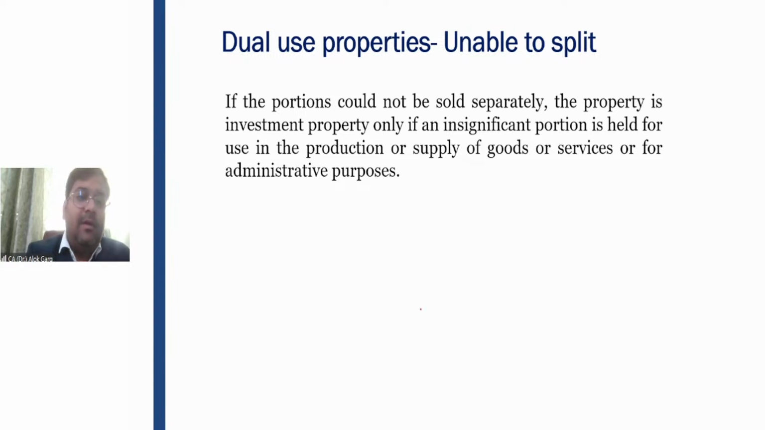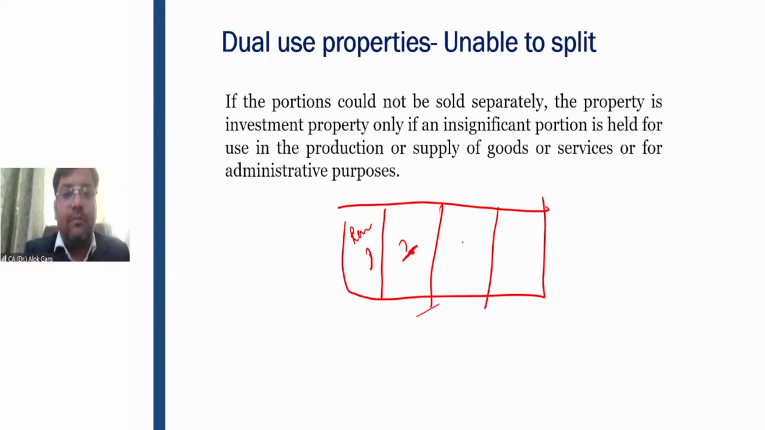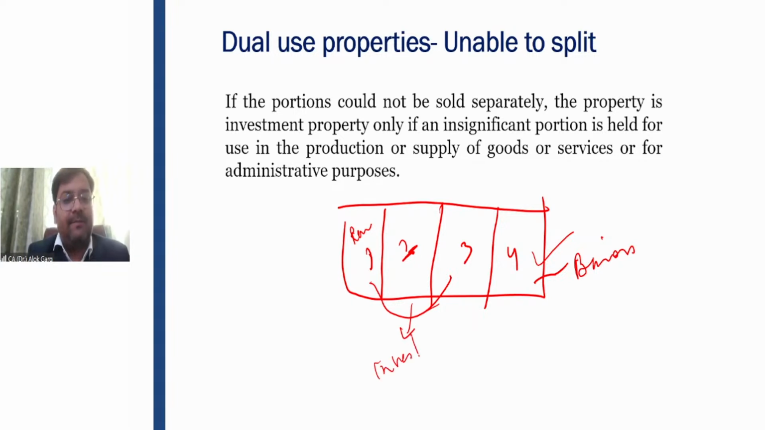For example, the company is having one floor. This floor has, let's say, 4 rooms. Room 1, 2, 3, 4, right? I'm talking about a single floor. On this single floor, 4 rooms are there, a single toilet and bath, and a single kitchen, right? The company is using one small room for business purposes, and the company is using 3 rooms for, let's say, investment property purposes, meaning rental purposes.